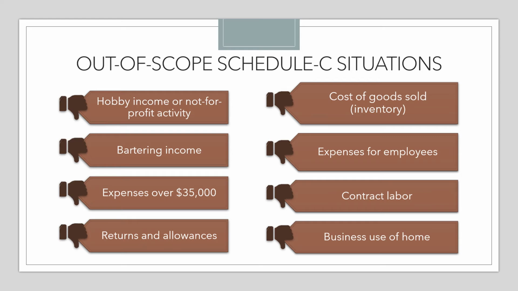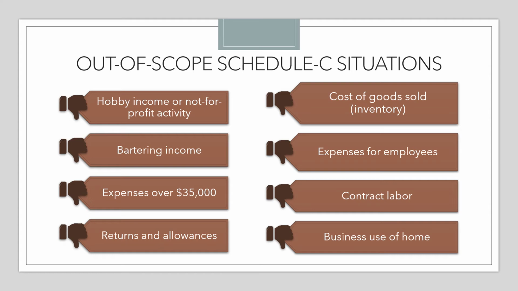Bartering income, we talked about that already. If they are getting goods or services in exchange for their services or goods, they will need to see a paid preparer. If they have expenses over $35,000, that's out of scope. Any returns and allowances is an out of scope issue for VITA. As we talked about before, inventory. So if they are having cost of goods sold, we can't help them with cost of goods sold or any inventory. And if they have expenses for employees or contract labor or the business use of a home.